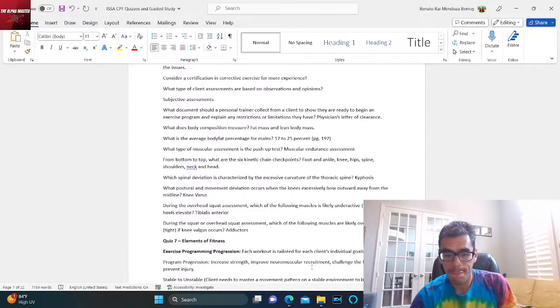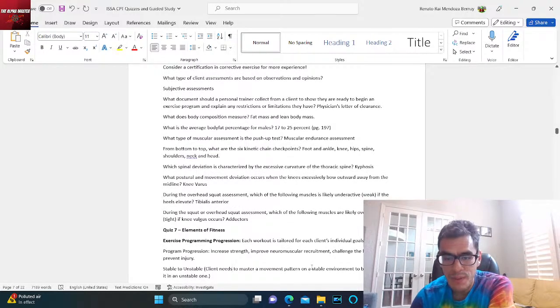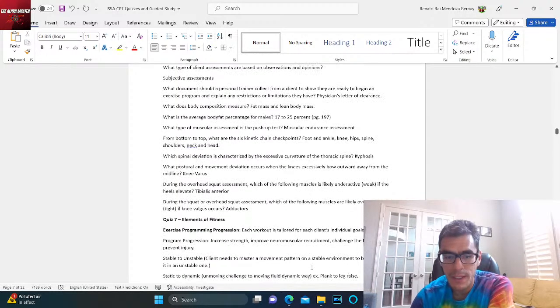Stable to unstable. The client needs to master a movement pattern in a stable environment to be able to do it in an unstable one. Stable to dynamic and moving, challenging them to move in a fluid, dynamic way, like plank to leg raise.